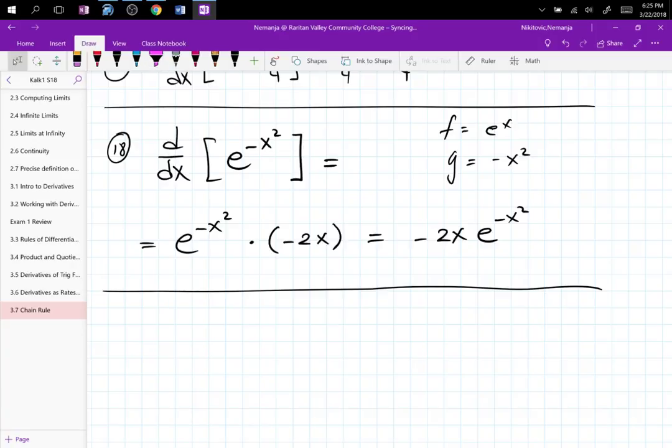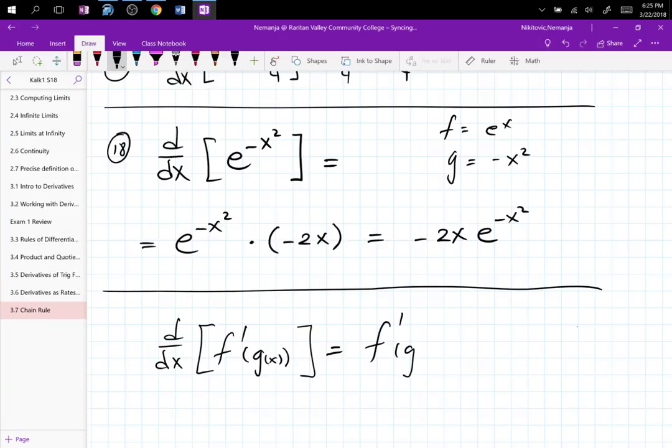Alright, so now I want to write some other stuff so we can understand this better. So here is another time. d/dx of the function composition is the derivative of the outer with g plugged in times g of x prime.